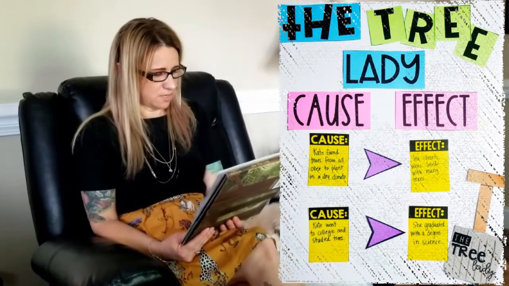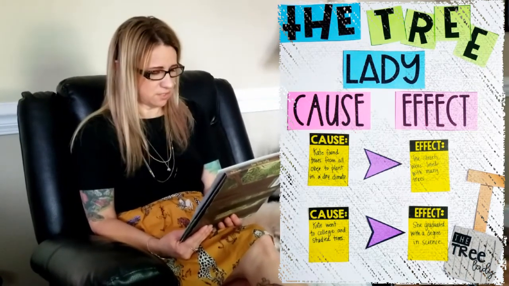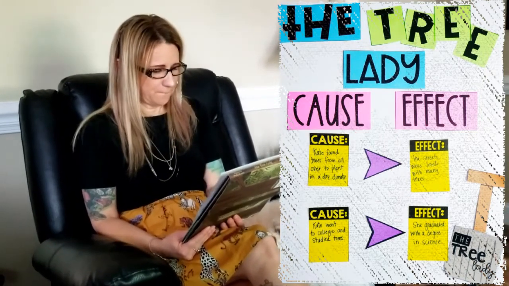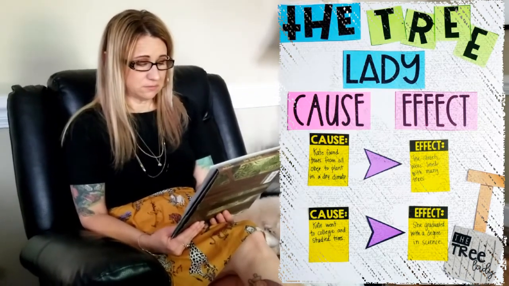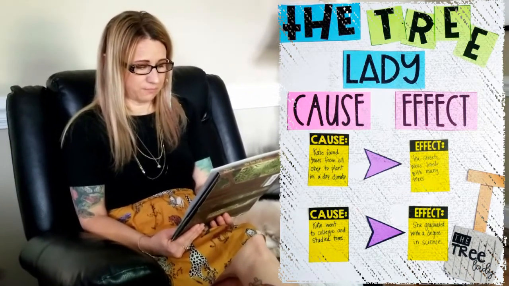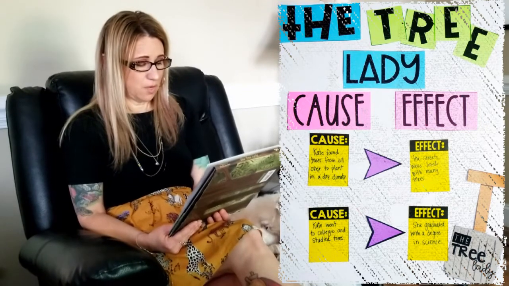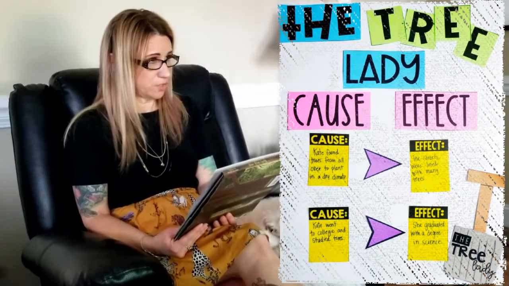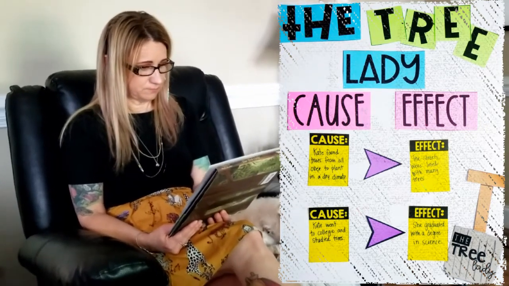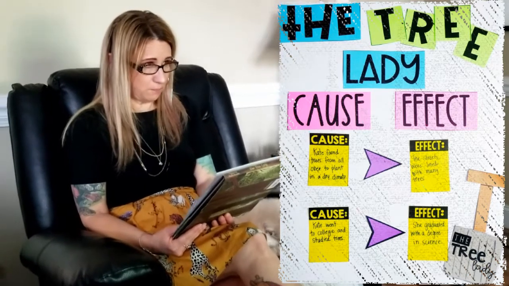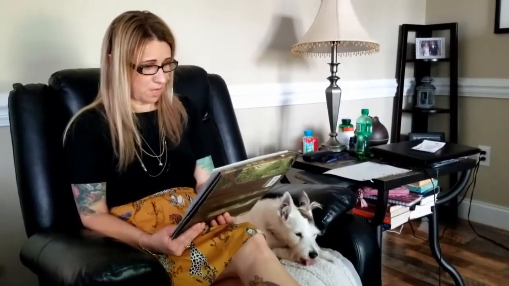The next one is, Kate went to college and studied trees. So because of that, what happened? Think about it for a second. Well, she graduated with a degree in science. So those are a couple of cause and effect examples from our story, The Tree Lady.